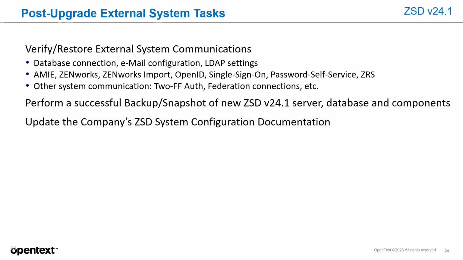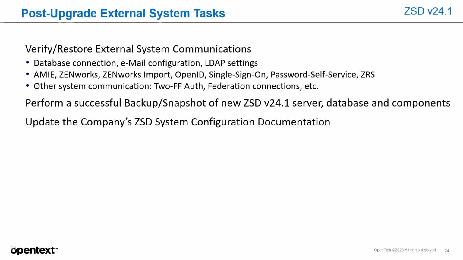But then there may be things like AMI imports or ZenWorks import, OpenID, single sign-on, a ZRS, because your version has changed. You want to go back into ZRS config and make sure you get the correct version for ZSD when it makes its connection. And then other system communications like two-factor authentication, federation, etc.